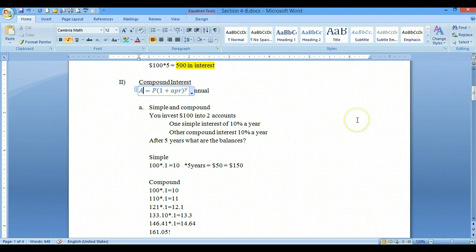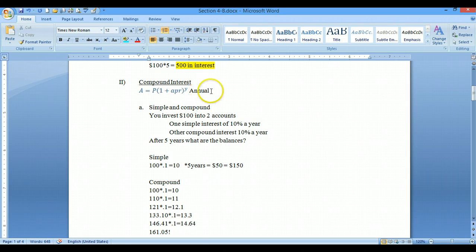So A is going to stand for amount final, and that's how I think of it in my head. Amount final. P stands for, I'm guessing you already know, principal. APR is the annual percentage rate, and Y is the number of years. Okay, so we're going to go ahead and do it 2 different ways to compare simple interest and compound interest.